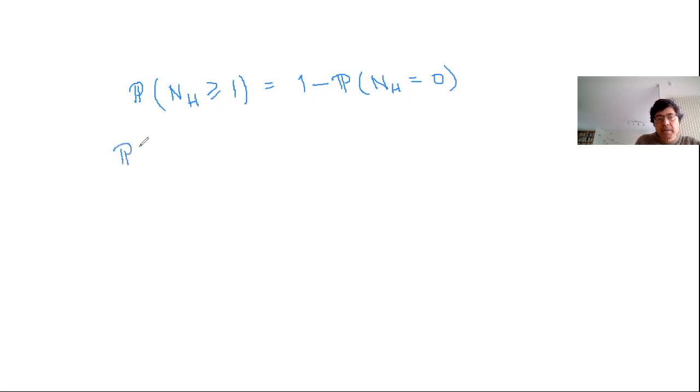Now the probability that a random variable takes the value 0 is at most the probability that it deviates from its mean by at least its mean. I'll finish writing this down and then I'll talk.